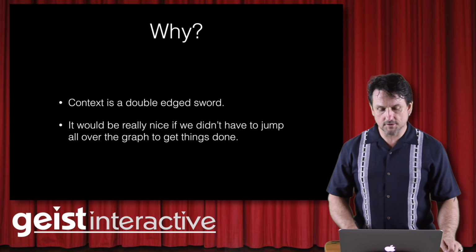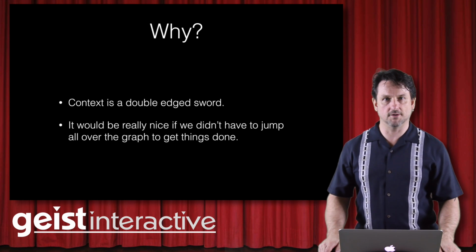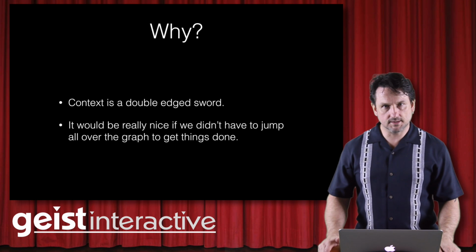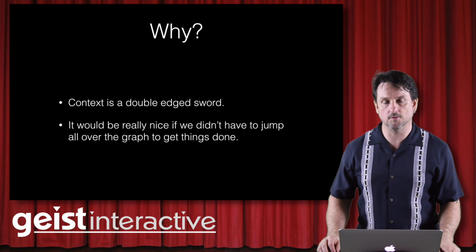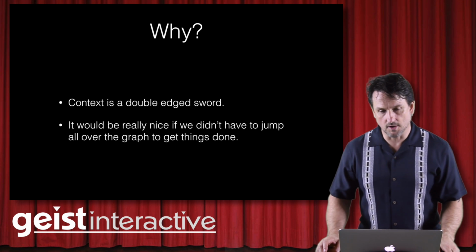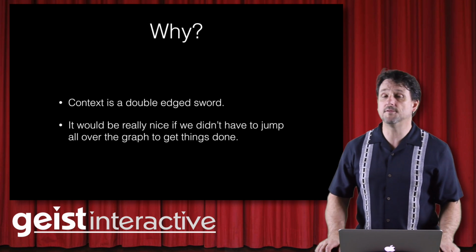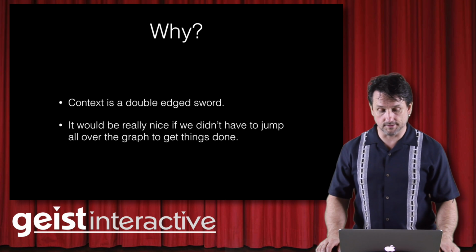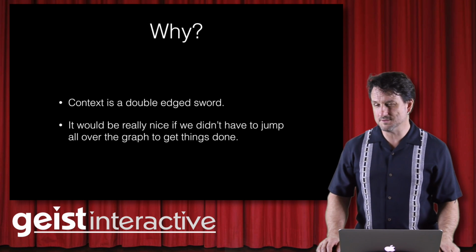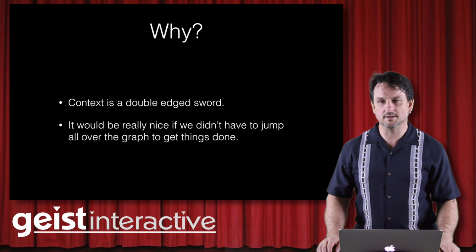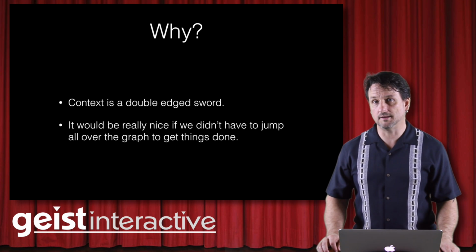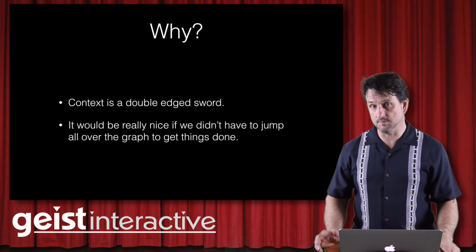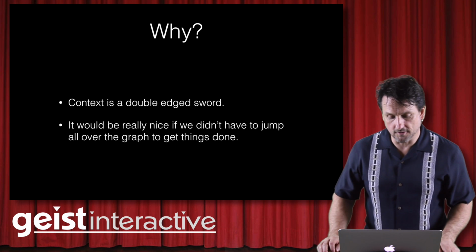But first of all, why? What do we care about all this stuff for? Context is a double-edged sword in FileMaker. It is definitely the thing that makes FileMaker relatively easy to use, but it is also the thing that makes some things in FileMaker very difficult. And it basically comes down to we sometimes need access to parts of the graph that we're not directly connected to, and that turns out to be a problem. It makes things more difficult.